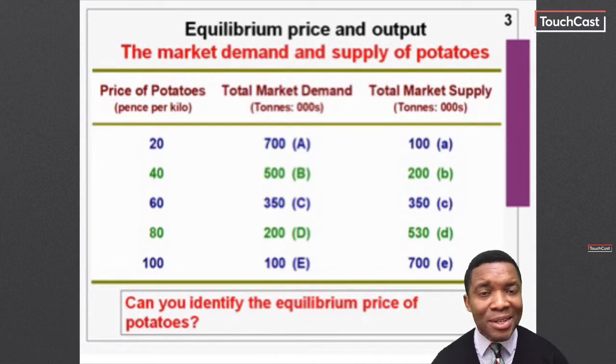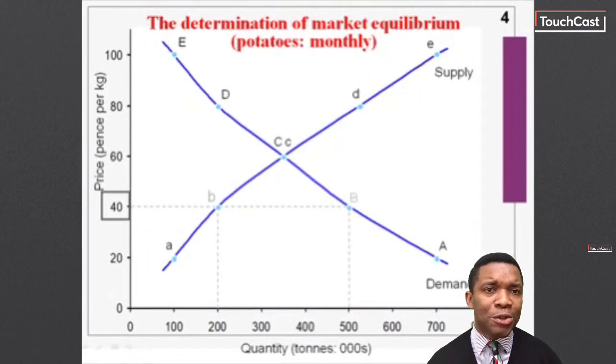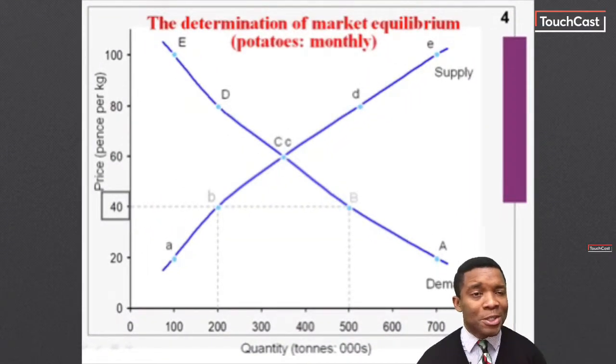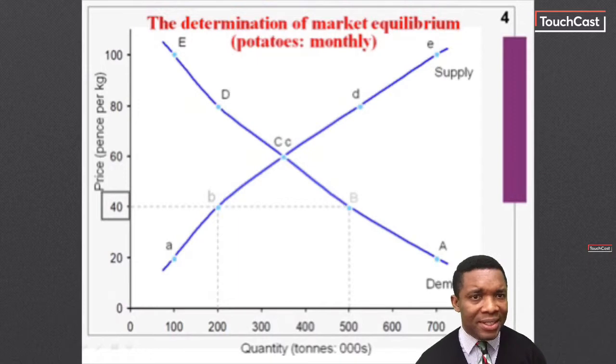Yes, you're right. And at the price of 60, demand and supply are equal at 350 and 350. And this means that at price 60, the total market demand is equal to the total market supply. And this is further depicted in the graph by the intersection at CC.